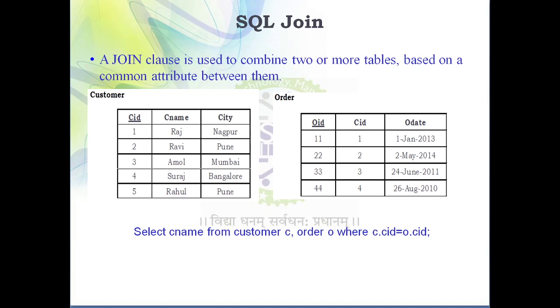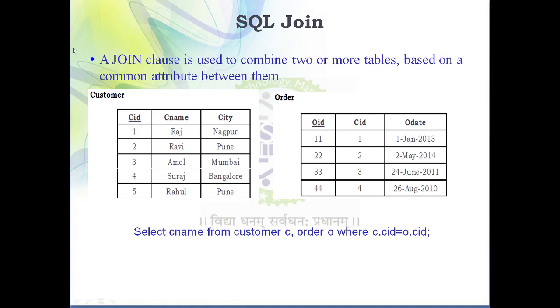Now in this case, how can we write the query? Here we can write: select CNAME from customer C, comma, order O, where C dot CID equals O dot CID. C is an alias; we already discussed in the last lecture how to make use of alias. This is a simple query that gives me the list of all customers who have placed an order.